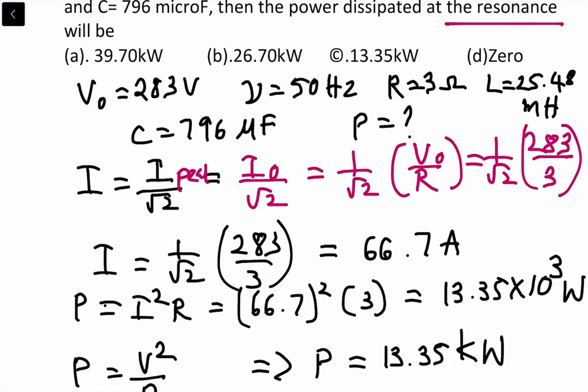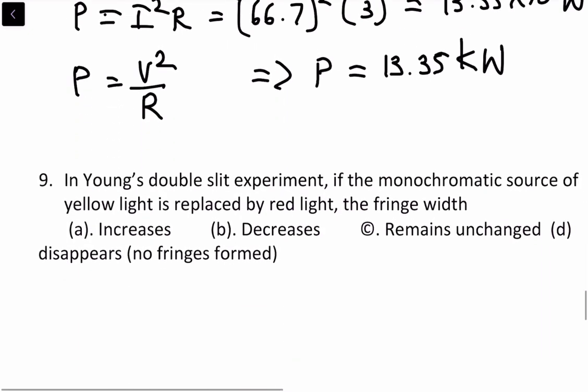Now if you go up and see what are the options here. Option A 39.7, option B 26, option C 13.35, D is 0. So option C has 13.35 kilowatts. So this will be the answer. 13.35 is the answer.